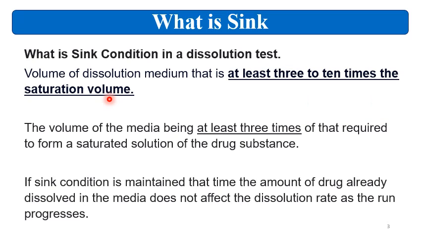Now we will see what a sink condition is. Sink condition means the volume of dissolution medium is at least 3 to 10 times the saturation volume. If the saturation volume is 100 ml, then at least 3 times, meaning 300 ml to 1 liter, will give you the sink condition. In other words, the volume of the media is at least 3 times that required to form a saturated solution of the drug substance.